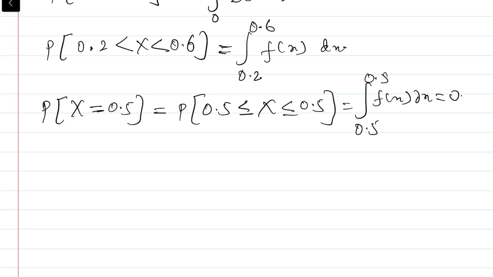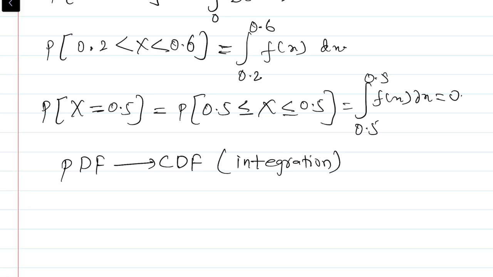Again, we can only calculate interval probabilities in a continuous random variable. All right, so if you want to go from PDF to CDF, you'll use integration. So from PDF to CDF, you will use integration.